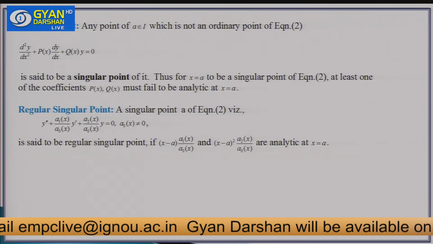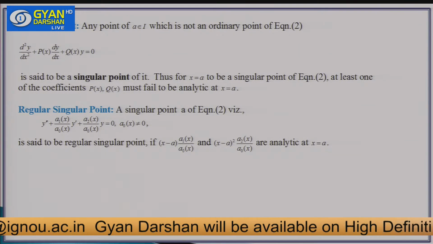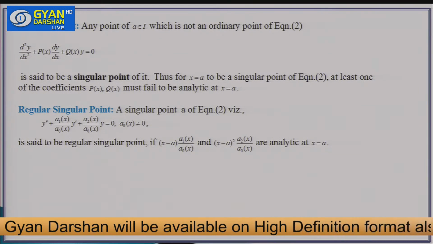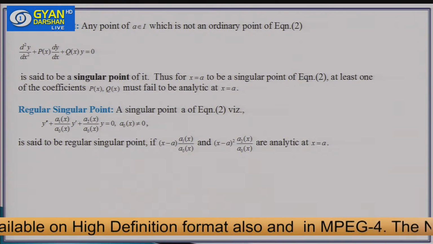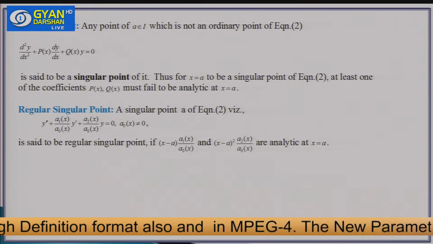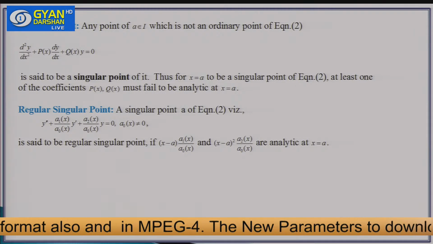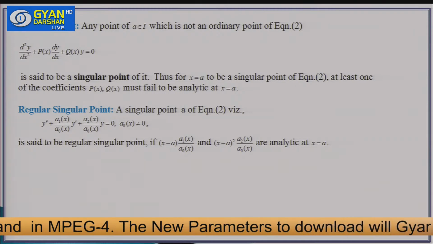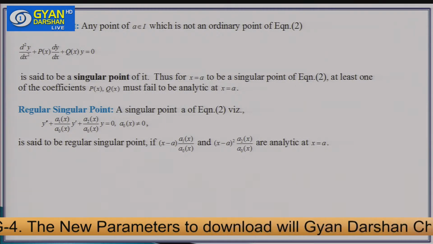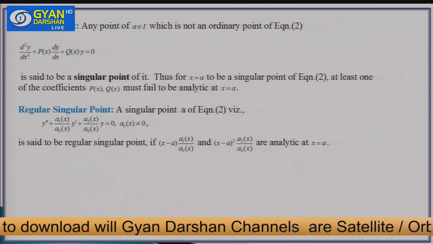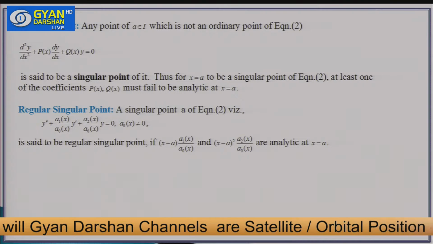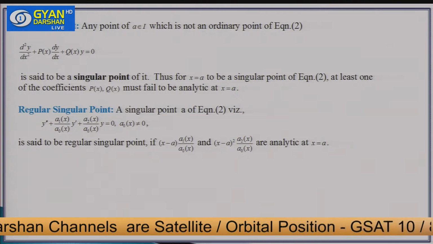If a point is not an ordinary point, we call it a singular point. That means if at least one of them, p(x) or q(x), is not analytic at x equal to a, then it will be a singular point. For an ordinary point, both have to be analytic. For a singular point, at least one of them is not analytic. Obviously that is the contradictory case. So if a point is not ordinary, then we call it a singular point.